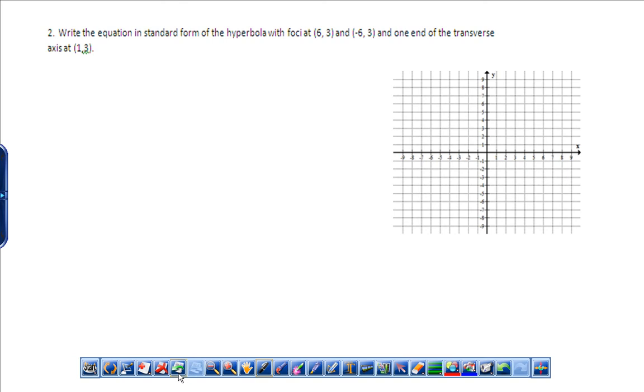Okay, on my second one, write an equation in standard form. It gives you the foci. Remember, this is your c value. And the one end of the transverse, and that's your vertex. So foci is going to be 6, 3 and negative 6, 3. So I'm going to have to find my center in the middle. So this is going to be exactly right here. So center is 0, 3. And since this is going left and right, this is going to be horizontal.